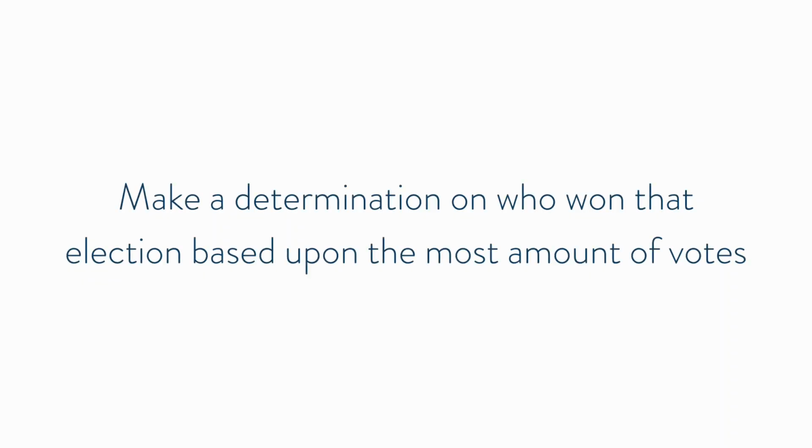And that election can be done in different ways. You can do a paper form, right? You can do an electronic form if you're not going to be in person, and you can send it out to take that vote. And at the end of the day, as long as you have that quorum, you're going to be able to make a determination on who won that election based upon the most amount of votes. Once you have that vote cleared, you're going to announce it to everybody, double-checking your numbers, obviously.